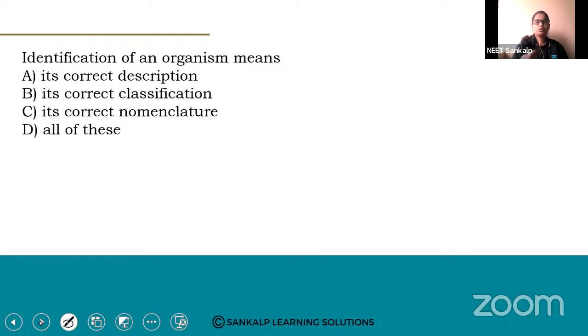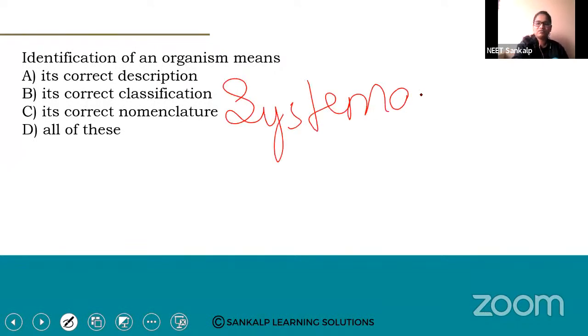Good. Next question. Identification of an organism means. So in the chapter Living World, we studied regarding systematics and binomial nomenclature. So the naming of the organism, identifying it and all.